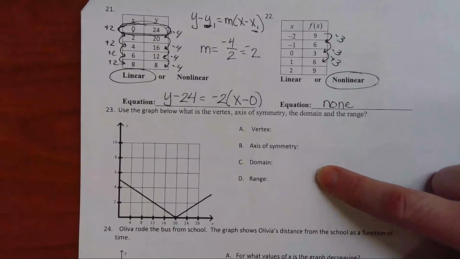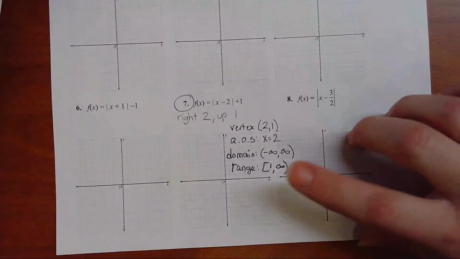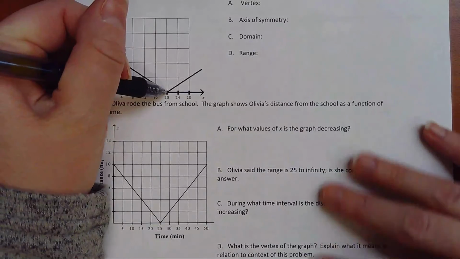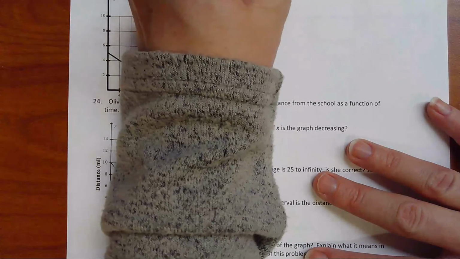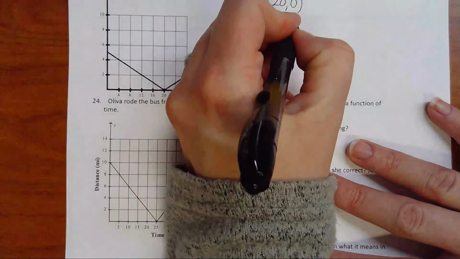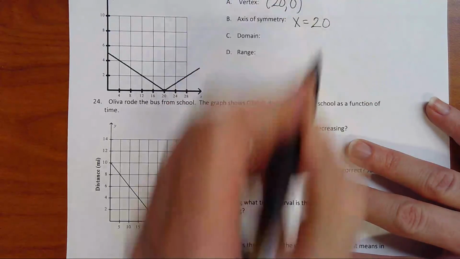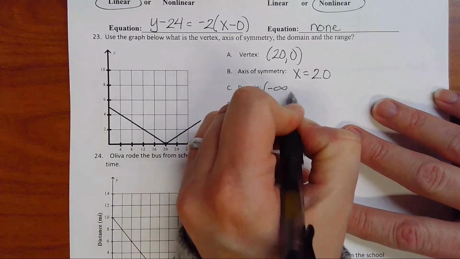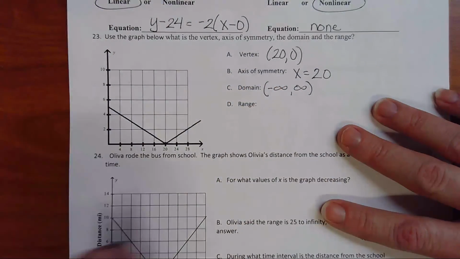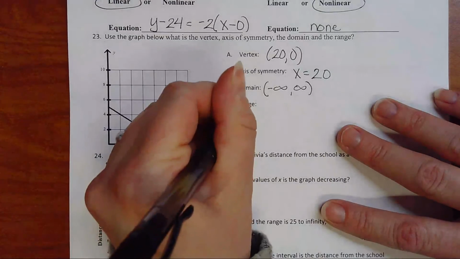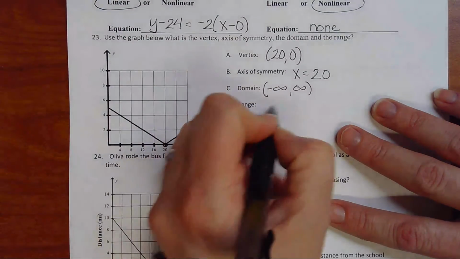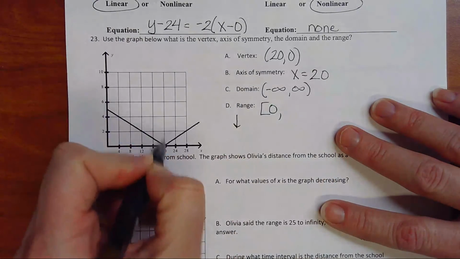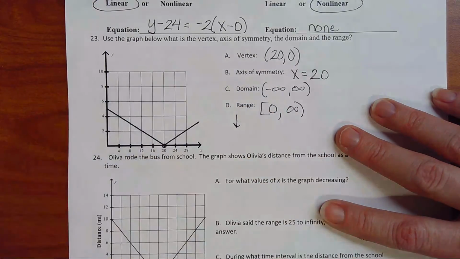For 23, we just did these. We just did that here. So I'm not sure if we necessarily need to do that. This is your vertex. I'll do it anyway. Your vertex is 20, 0. Axis of symmetry is always going to be x equals the x value of your vertex. Domain, it's not a story problem, so your domain is always going to be -infinity to +infinity. And then the range, how far down does it go? It hits at 0. This is how far down, 0. And then we don't know how high up it goes, so infinity.